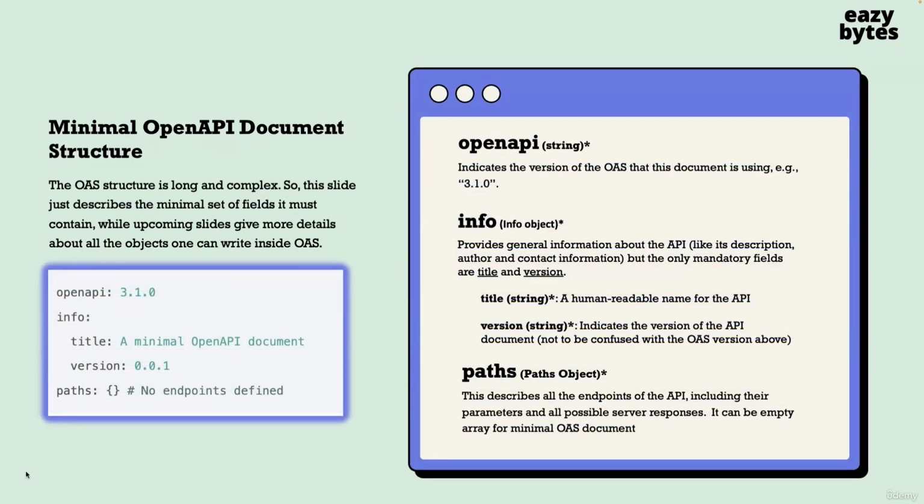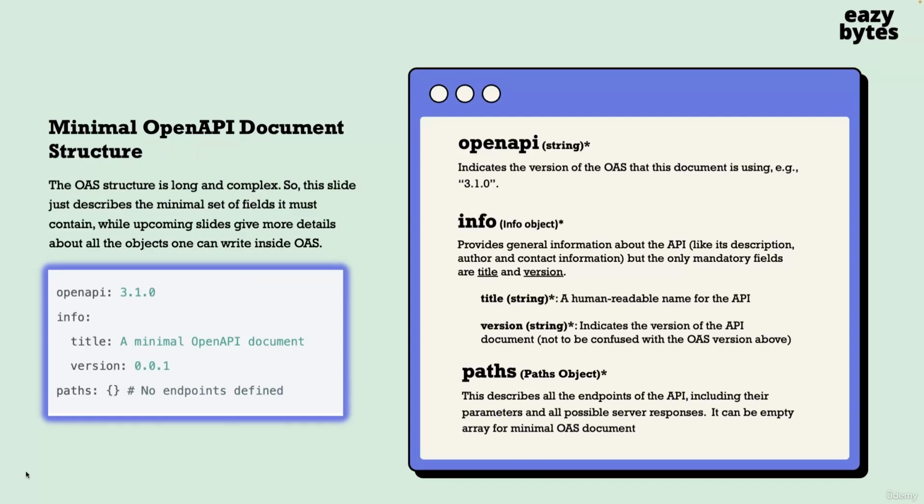So if you ask me what are the basic elements that I need to write inside my OpenAPI specification to make it valid, these are the minimal elements that you need to write. You can see on the left hand side, I have put a small image where I have mentioned the minimum set of elements that we need to write. One is the openapi, and inside that you need to mention the OpenAPI version as a value.